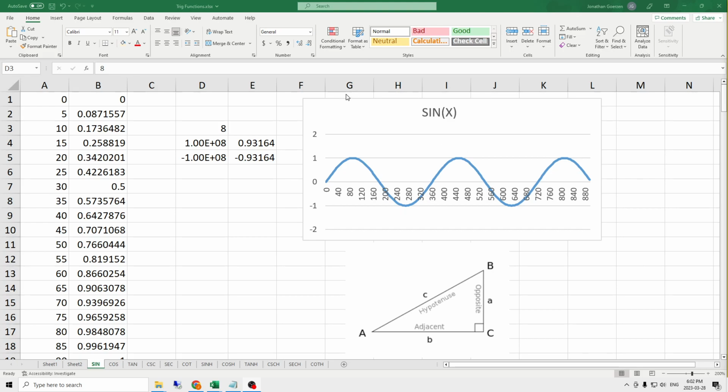The sine function accepts an input assumed to be in radians and outputs the sine of that input angle. And the sine, of course, is the ratio of the opposite side of the angle over the hypotenuse of that angle within a right triangle.